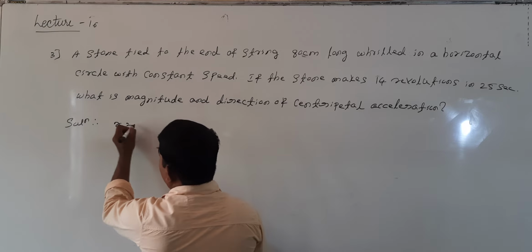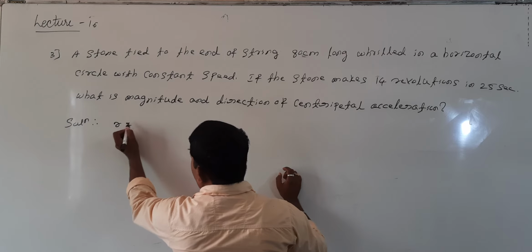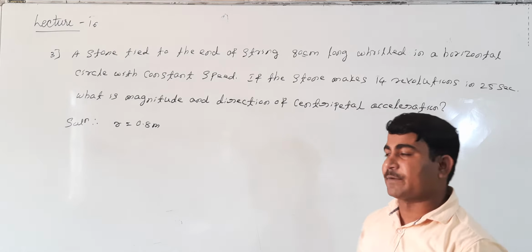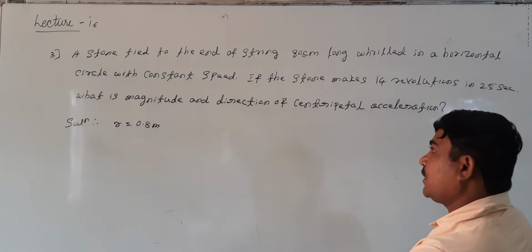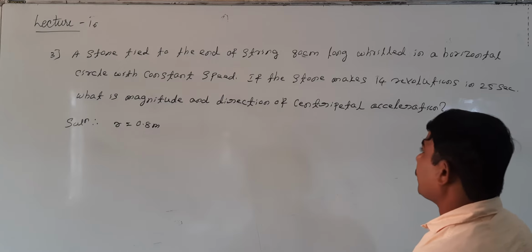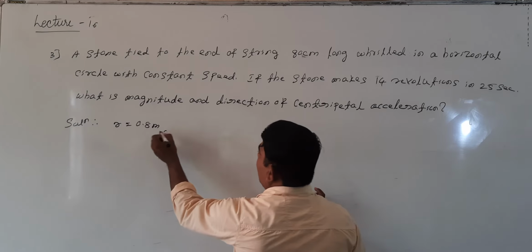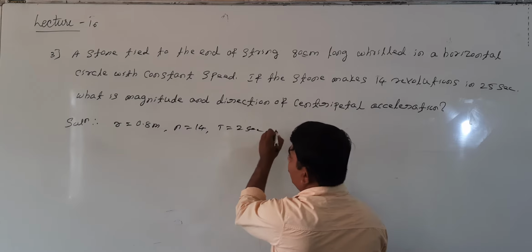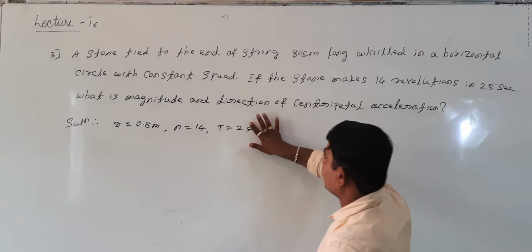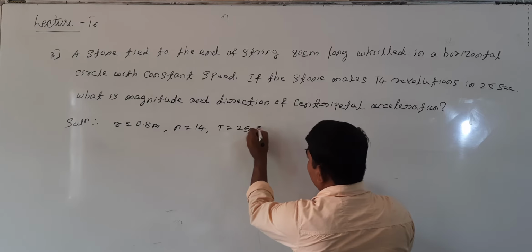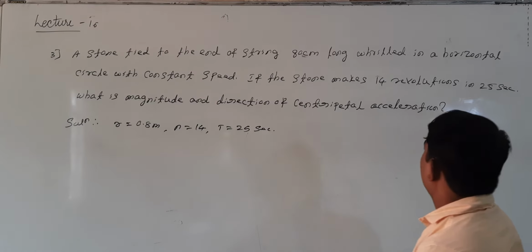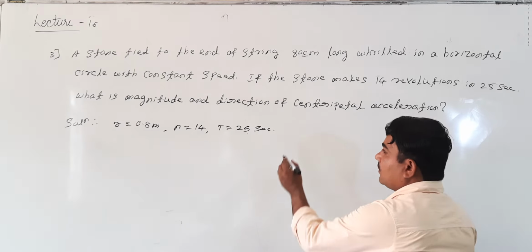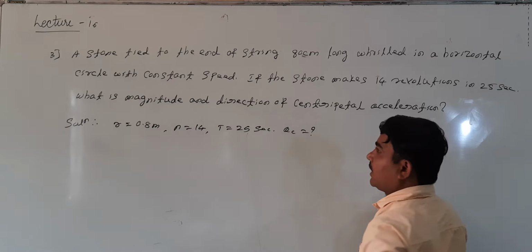Look at me. Radius given how much? 80 centimeter. 80 centimeter means how much meter? 0.8 meter. Simply 80 centimeter divided by 100, it becomes meter. Revolved in a horizontal circle with constant speed. The stone makes 14 revolutions in 25 seconds. What is the magnitude and direction of centripetal acceleration? What we need is the magnitude of centripetal acceleration.